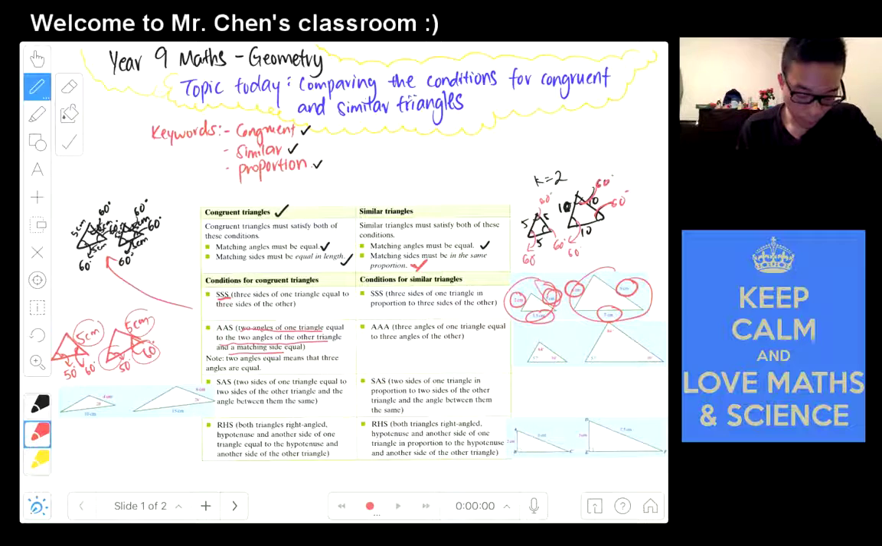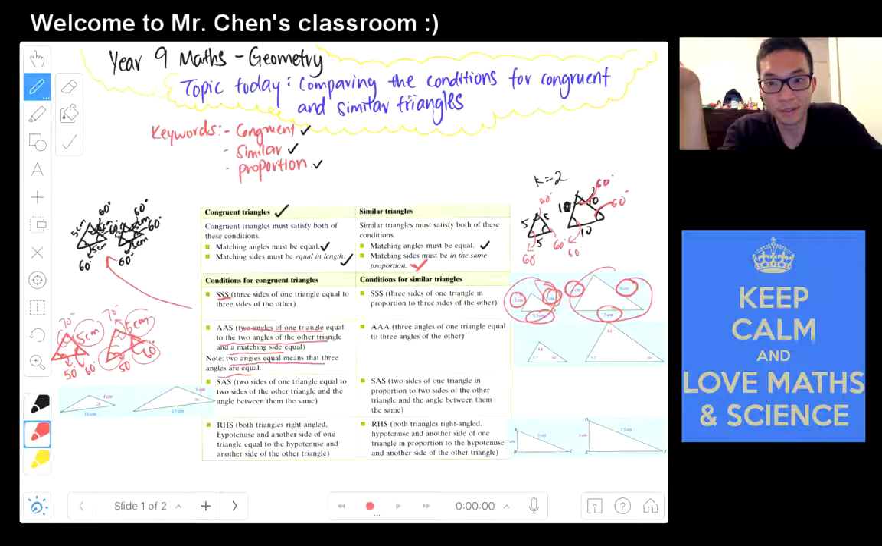Two angles equal means that all 3 angles are equal. As we know, if these are 50 and 60, the other one will be 70. Because 2 of the angles are the same, the other one will not change. If 2 of them add up to 110, you know for sure the other one is equal to 70, because the total internal angle for a triangle has to be 180. So it's angle with a side equal. If the side is the same, that means everything will be the same.